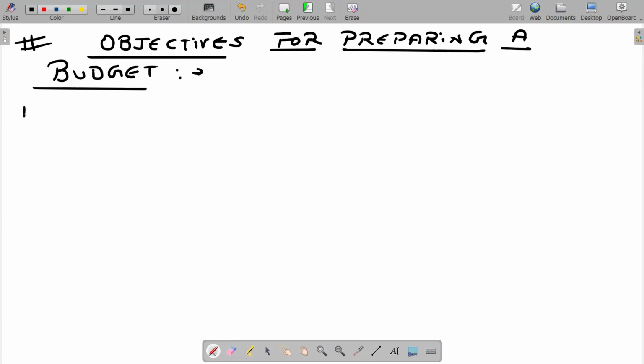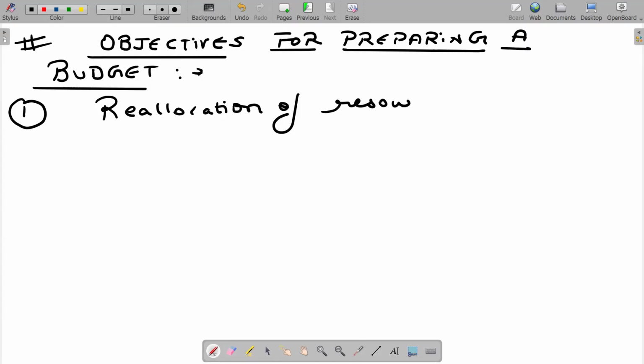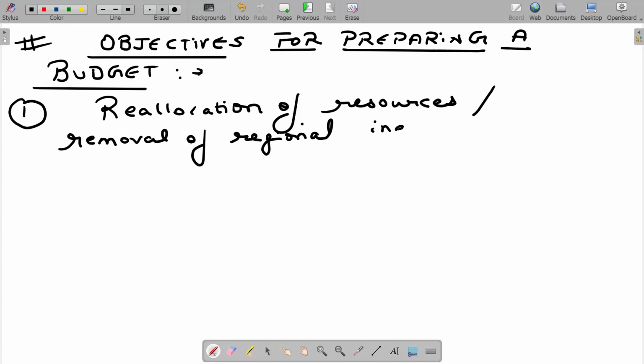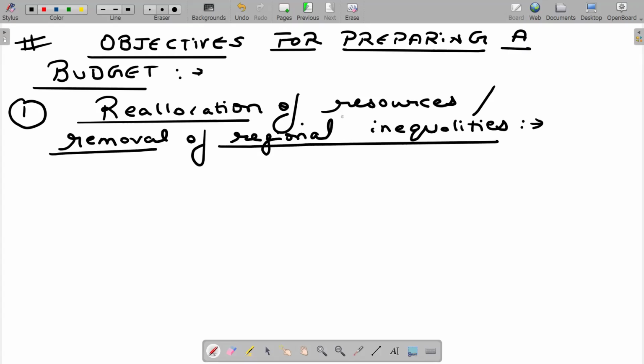So let's write point number 1. The first reason for preparing a budget is reallocation of resources, or I can write removal of regional inequalities. This is the first objective for preparing a budget.